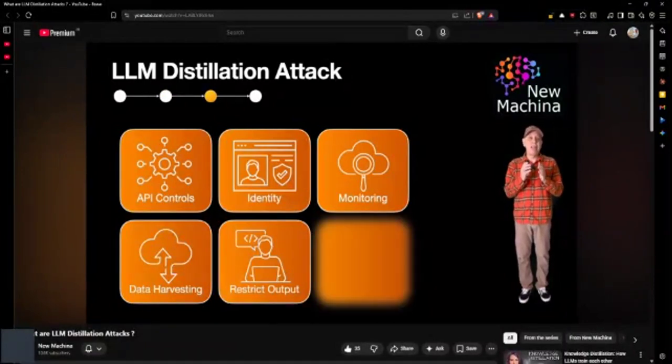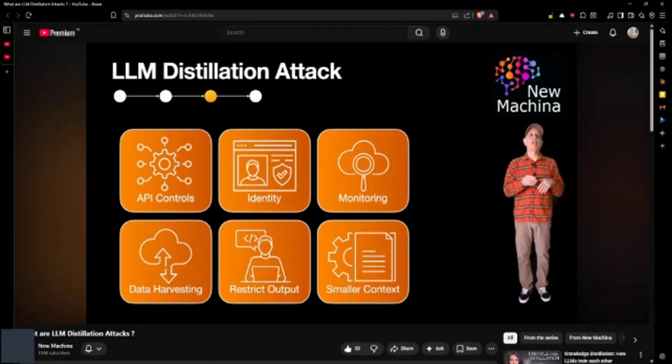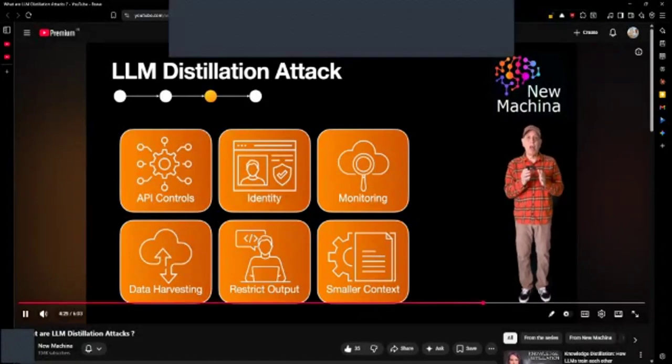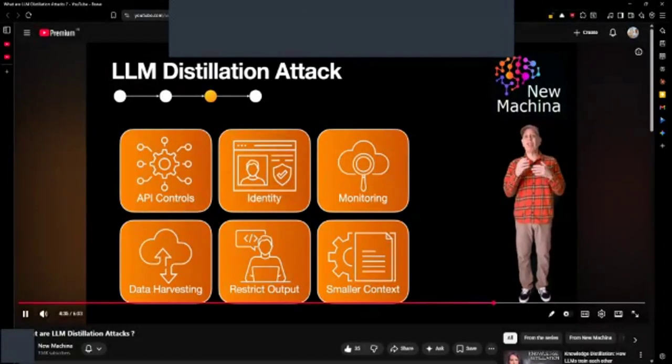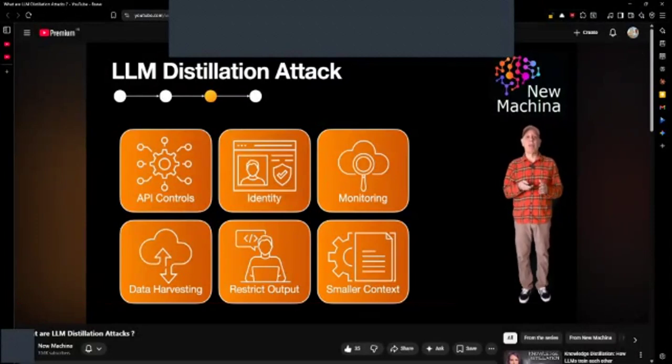Additionally, smaller context windows can be configured. The idea here is restricting context length forces more queries to extract the same knowledge, making it more difficult for the attacker. In summary, providers can implement mitigation strategies to make it harder to query the LLM at scale, which is a requirement for high fidelity distillation. This in turn makes this attack approach more expensive than just licensing the model legitimately.